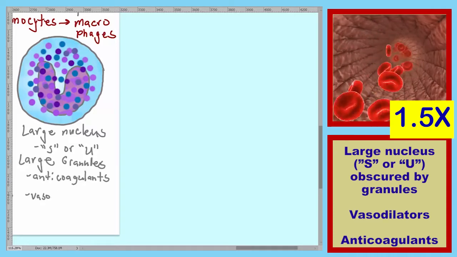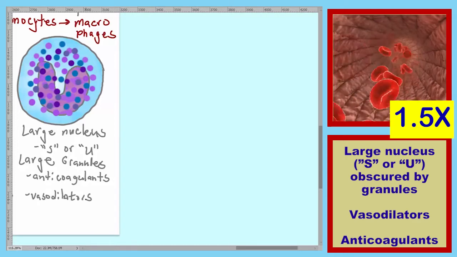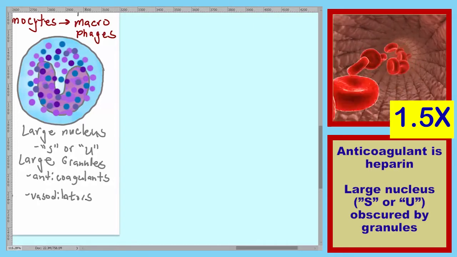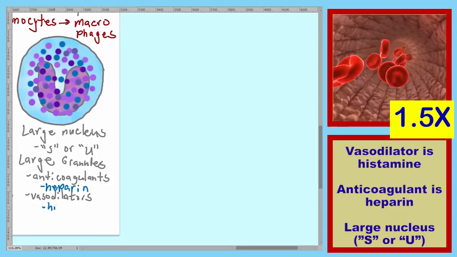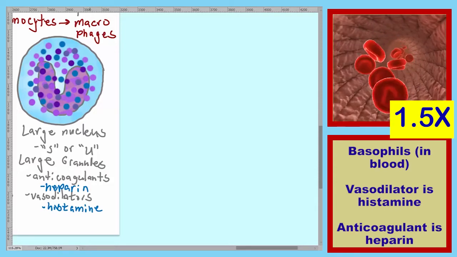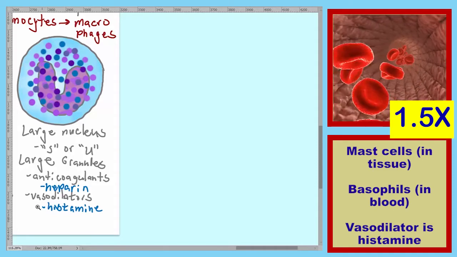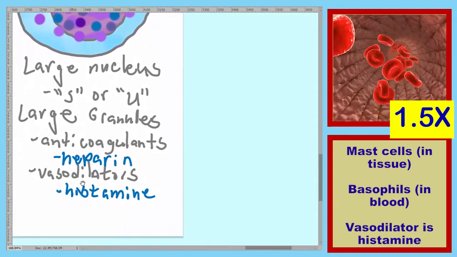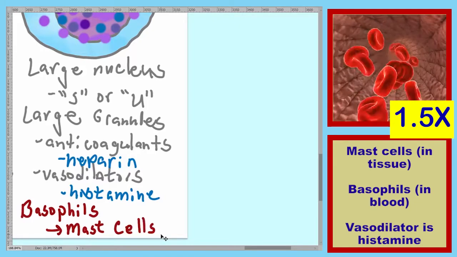As I mentioned earlier, the large granules include anticoagulants and vasodilators. The anticoagulant we've seen already is heparin, and the vasodilator is histamine. Let's indicate those two. And these cells are called basophils. They're basophils when they're in the bloodstream. However, when they move into the tissue, we call them mast cells. Let's indicate those two here. And so this concludes our description of our last formed elements.